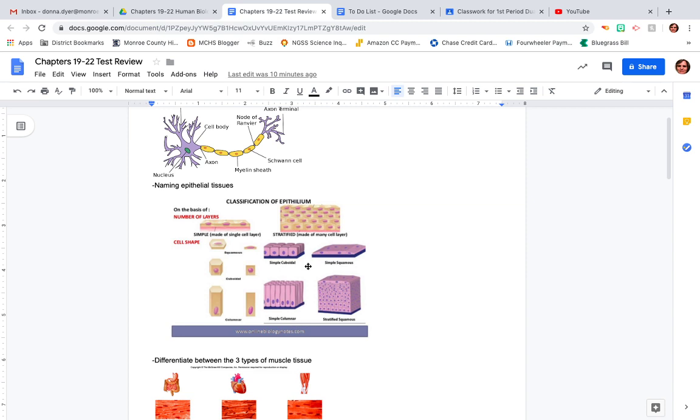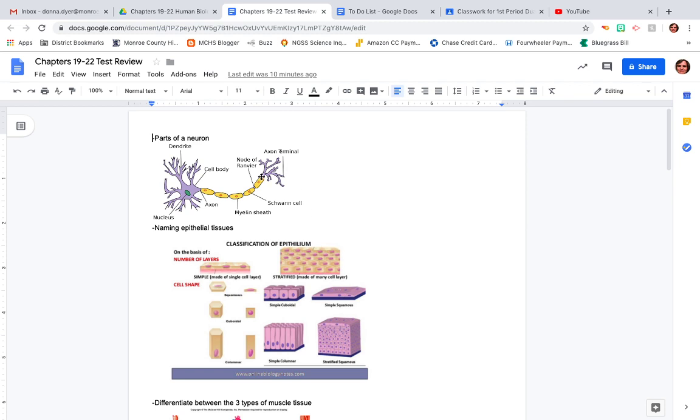Again, this kind of shows you some of these. Simple squamous here, one layer of thin cells. Simple cuboidal, one layer of cube-shaped cells. Simple columnar, one layer of tall, slender cells. Stratified squamous, many layers, with the superficial layers being thin and flat and irregularly shaped.